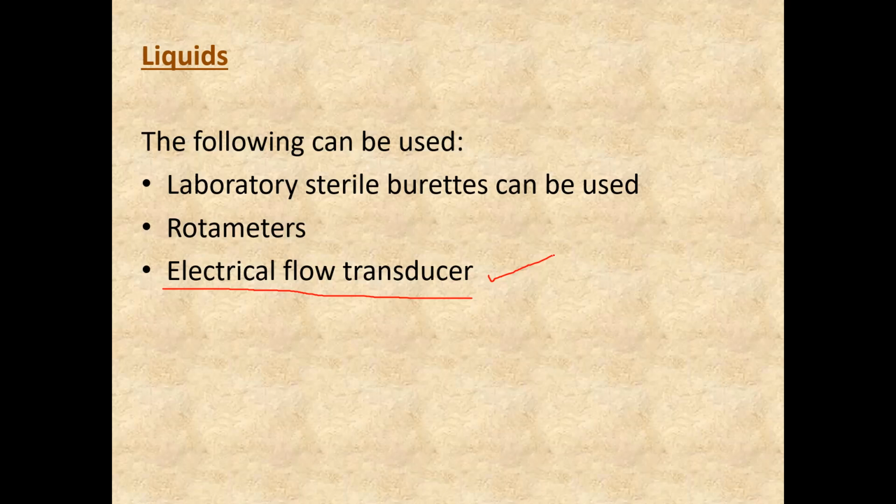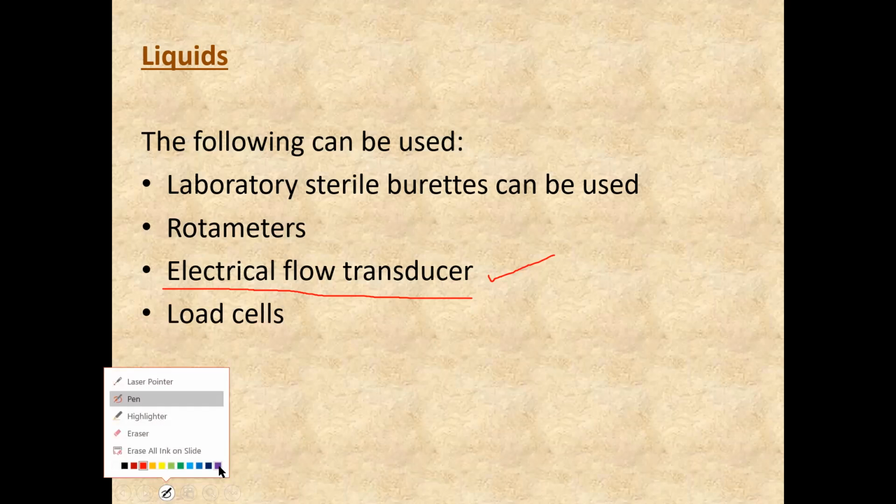If you don't want to use rotameters or electrical flow transducers, is there any alternative or any other method to measure the flow rate indirectly? Yes. There's something called load cells. In batch and fed batch fermentation, there's a cheaper alternative. This is used to measure flow rate indirectly. If you compare load cells with the electrical flow transducer, which is an expensive method, load cells are a cheaper alternative. And load cells will measure the flow rate indirectly, but yes, very accurately.